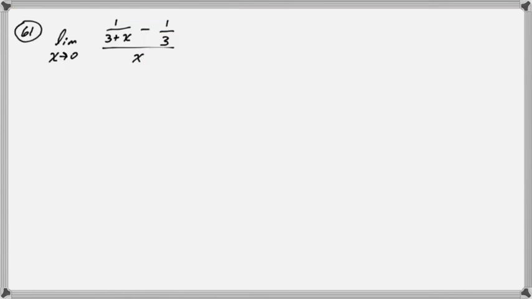This is number 61. I cannot do direct substitution. If you put in a 0, you get 1/3 minus 1/3, which ends up with a 0 over 0. There's no radicals. I can't rationalize. I can't factor and cancel, but there are fractions and fractions. To get a common denominator, you could just multiply the 2 denominators. So I'm going to multiply those 2 to get my denominator.